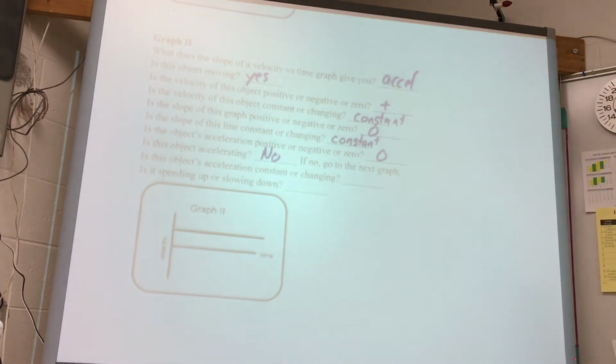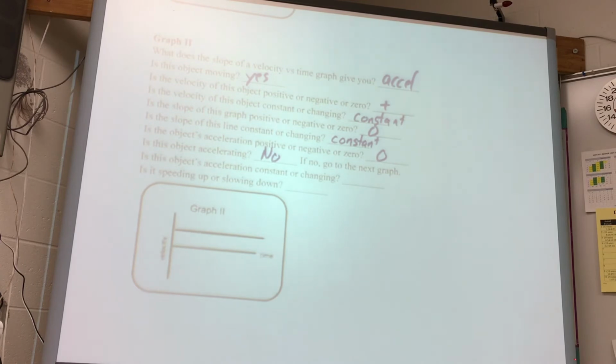Okay. Velocity versus time graph. The slope gives us acceleration. Is this object moving? The answer is yes, and we know that because it's above the line. Okay, it's not at 0. So because it's above the line, it has a positive velocity, which means if we're talking the x direction, it's moving to the right.